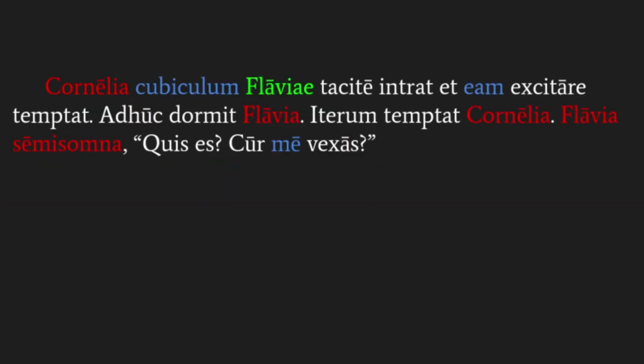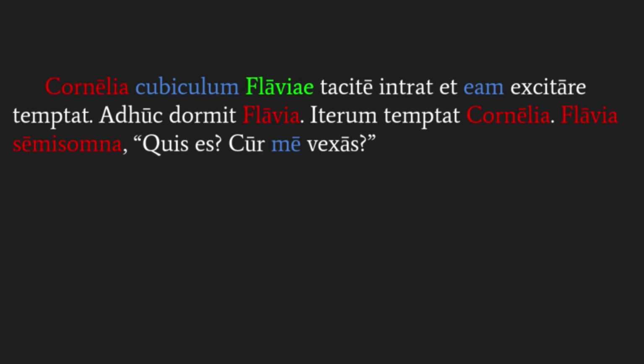Then we go to the next paragraph. We have Cornelia cubiculum Flaviae tacite intrat et eam excitare temptat. So Cornelia is my subject. What does she do? She intrat tacite. She silently enters. And then we have a direct object. Like, what does she silently enter? The cubiculum Flaviae, the bedroom of Flavia. So she goes into Flavia's bedroom. And excitare temptat. She tries, temptat, excitare, to wake up, right? There's your complementary infinitive. She tries to wake up.